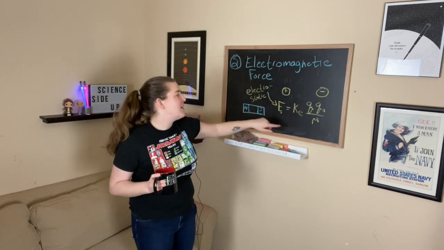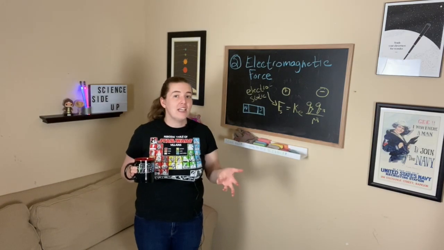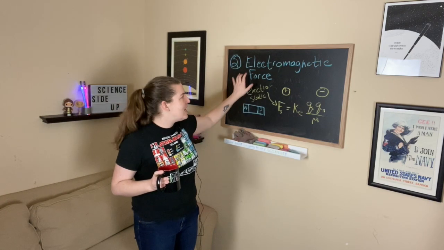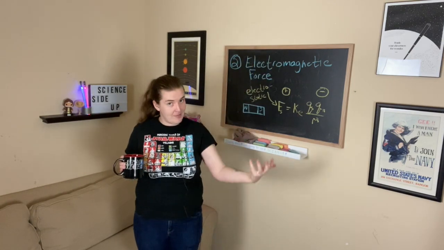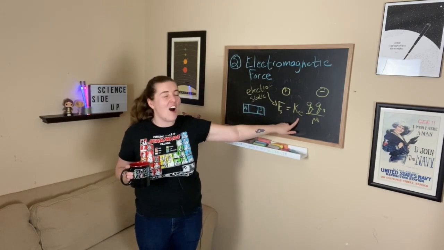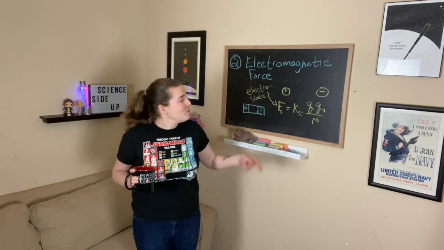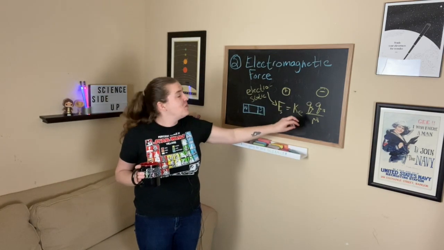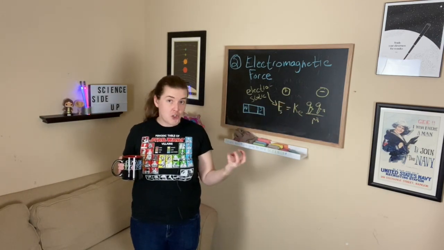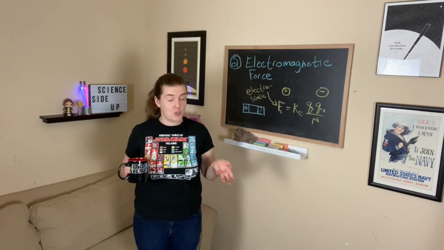But I also wrote up an equation for the electrostatic force. So the electrostatic force is going to be one way the electromagnetic force can manifest. And the electrostatic force is nice because the equation looks an awful lot like the one we just looked at for gravity. So we have a constant, we have two values here. Those q's represent the charge of the particle, and then divided by the distance between the particles squared.